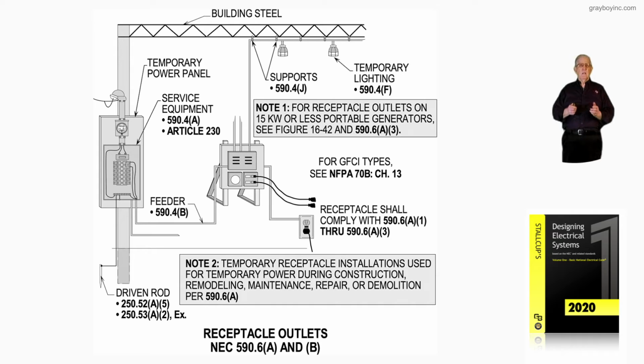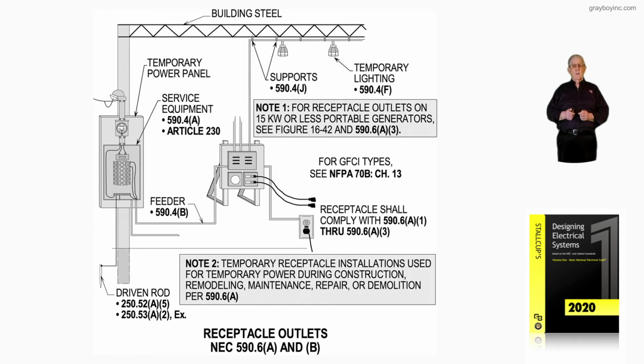And here we have a temporary service being installed. Notice it could be a pole type, it could be a pedestal type, it could be temporarily installed on the wall of a tilt-up wall or whatever. And then we have these feeders in accordance with 590.4(B) of cords and cables run out to a pedestal, as you see. And then a pedestal could be used to cord and plug connect extension cords.